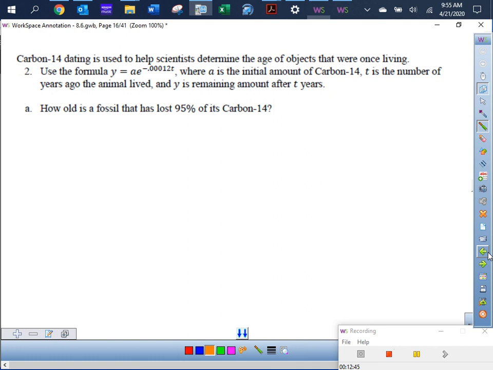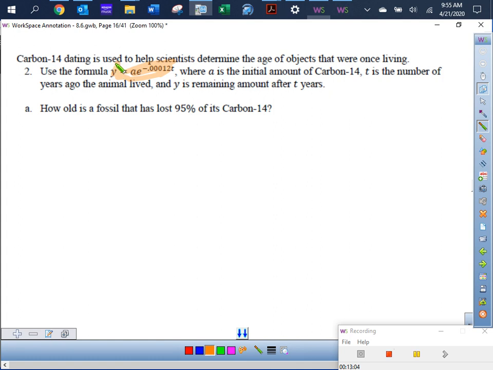It's about how scientists measure how old stuff is. So if you're interested, read that juicy problem. It's pretty cool, you know. But carbon-14 dating, they can tell how old things are. So it says use this formula. So nice. We don't even have to figure out a formula.